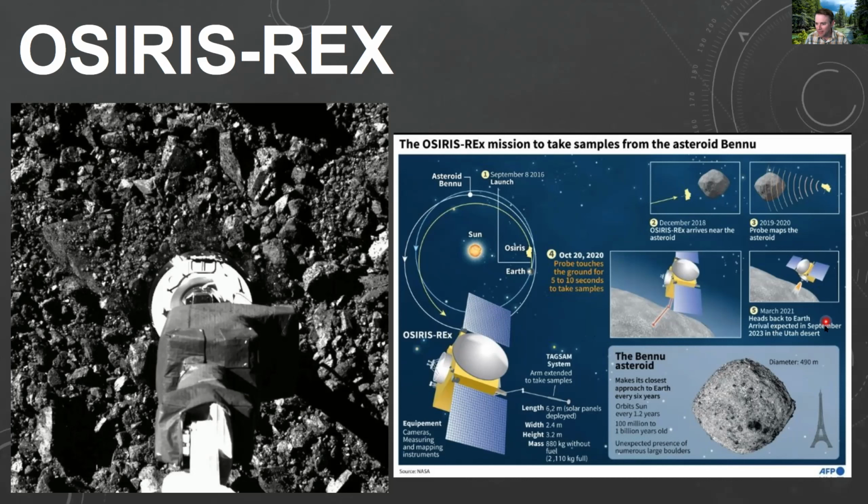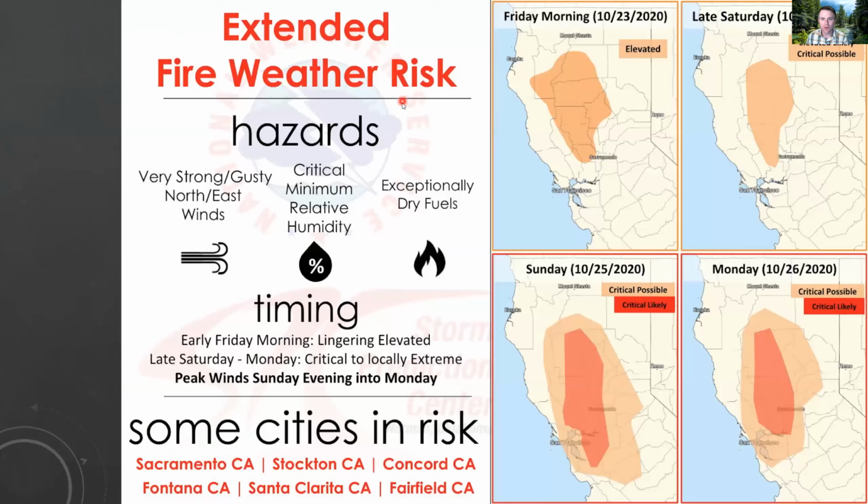So by, let's see here, 2023, it'll be landing in the Utah desert, and we'll be able to see some really amazing asteroid rocks brought back to Earth. Japan did something similar 2 years ago, and their probe will be landing back on Earth within the year. And so we'll keep our eyes out on that. So I thought that was pretty cool.